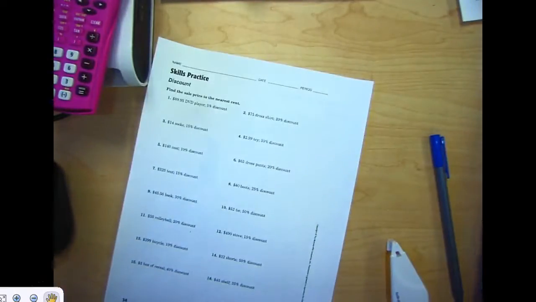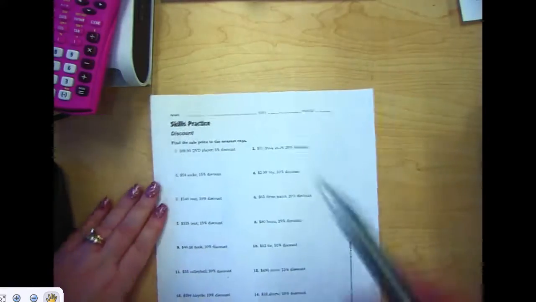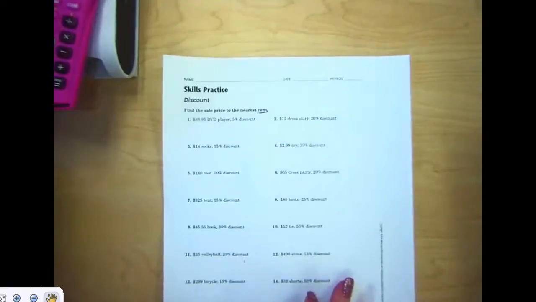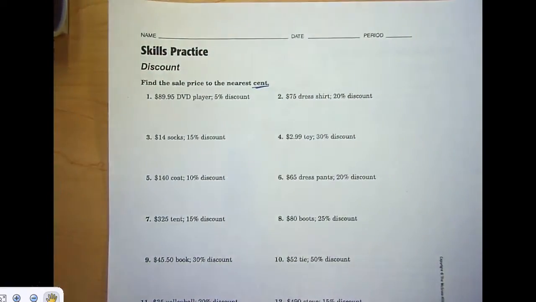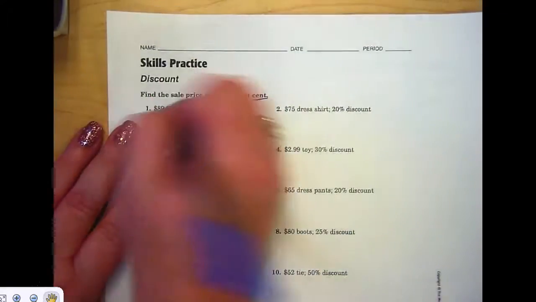And let's take a look at our skills practice. So, discount, find the sale price to the nearest cent. So on all of these, you have to find the percent off and then find the sale price. Basically they're all pretty easy when you can use a calculator. They're all very similar. But let's look at number 1.